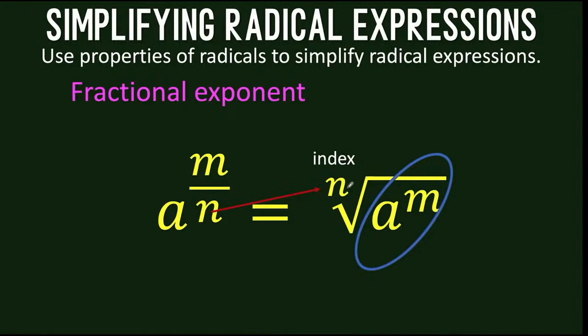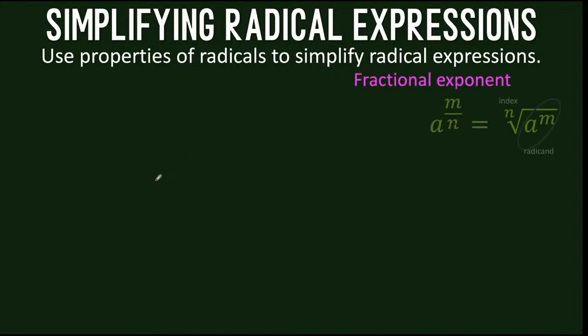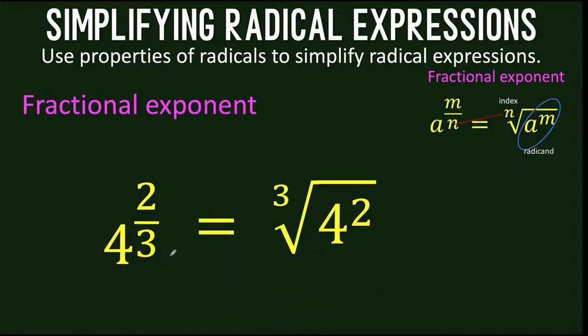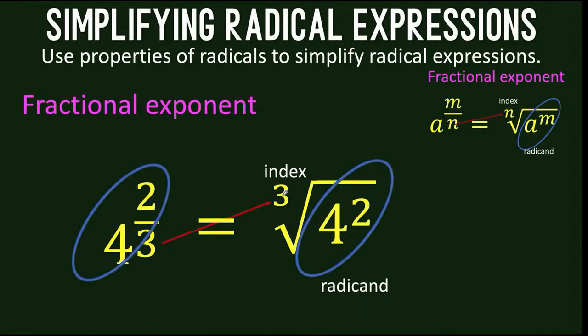That is the conversion from fractional exponent to radical expression, and vice versa, from radical expression to numbers in exponential form containing fractional exponents. Now let's demonstrate that using this example. Let's say we have 4 raised to 2/3. To write this in radical form, this 3 becomes the index of the radical, then 4 squared becomes our radicand. These two forms are equivalent. One is in exponential form, the other is in radical form.